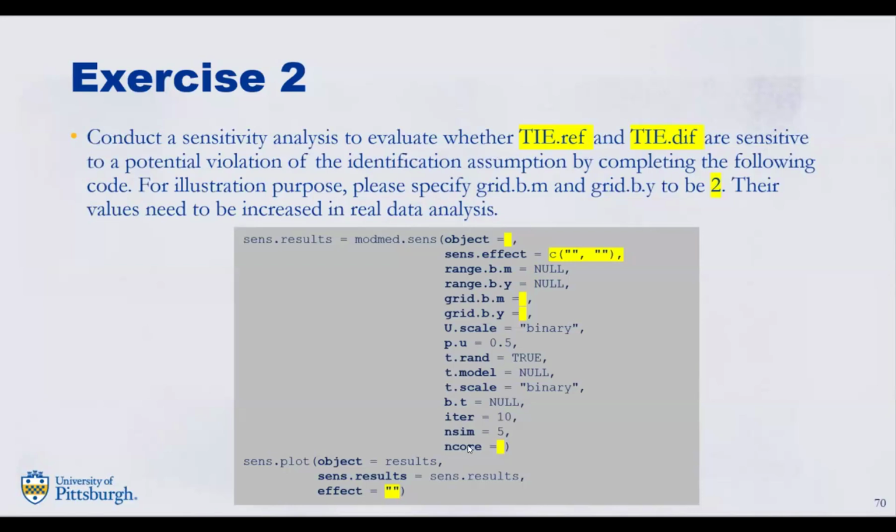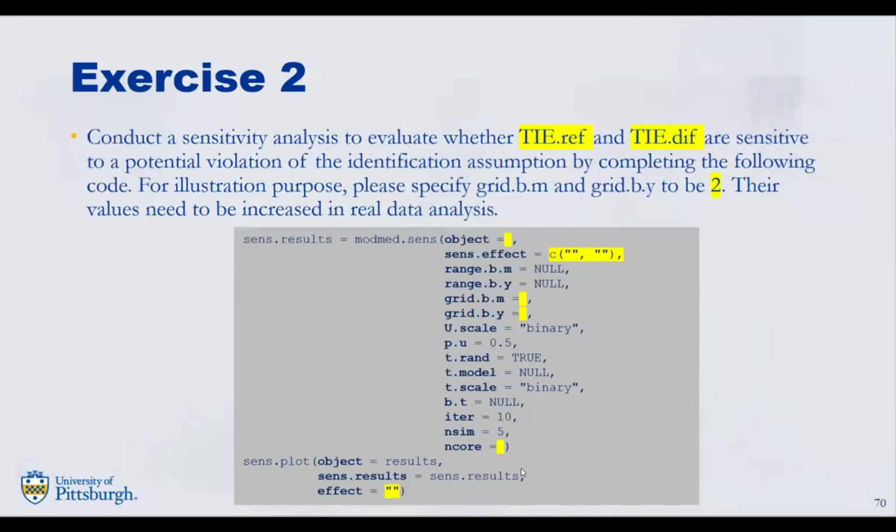And here in core, it depends on how many cores you have on your computer. For example, my computer has 8 cores. I usually specify 7 because I want to have 1 more core to work on other stuff. And then you generate the sensitivity plot. As I mentioned, a plot is generated for 1 effect at a time. So you want to specify it to be TIE.ref 1 time, and then TIE.diff for the other plot.